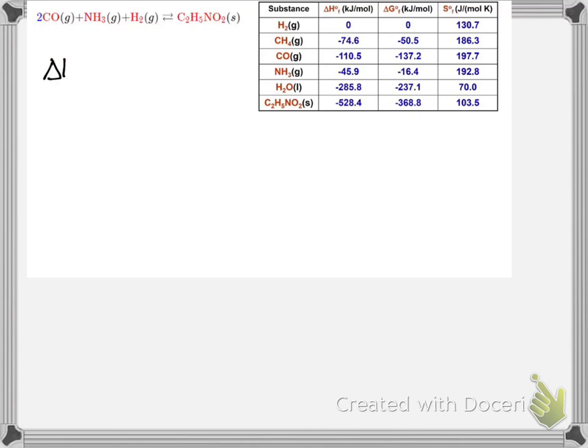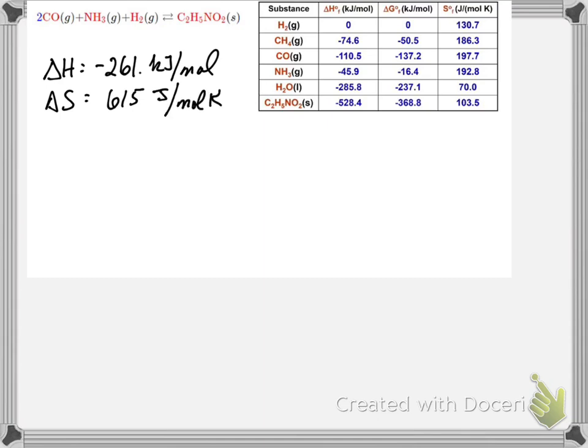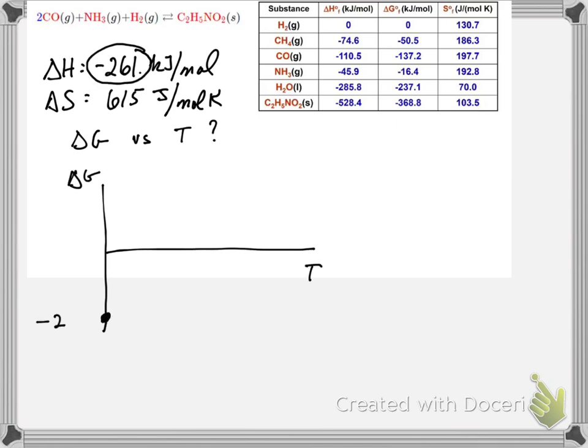Okay, so what I'd like to do, I know we did this problem, at least numerically, so let's bring up the numbers here for delta S. What we want to do is provide some more details in how you construct a quantitative delta G versus T curve. So we have delta H, it's minus 261 kilojoules per mole. Delta S is minus 615. So I think I'll fix it soon.